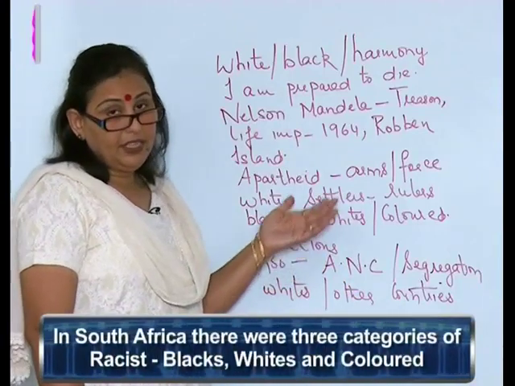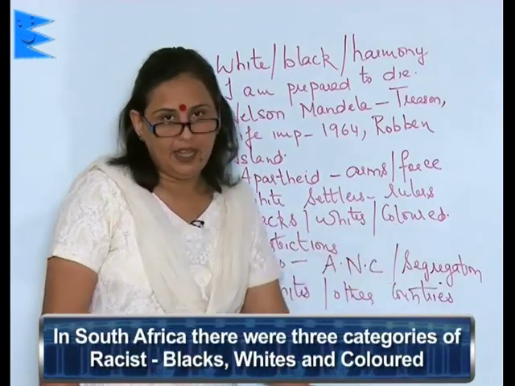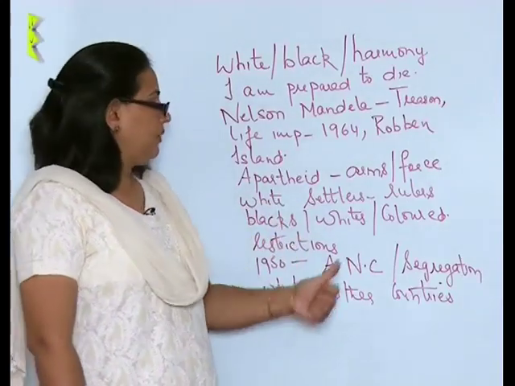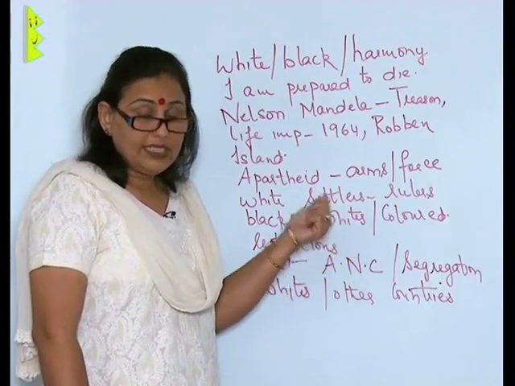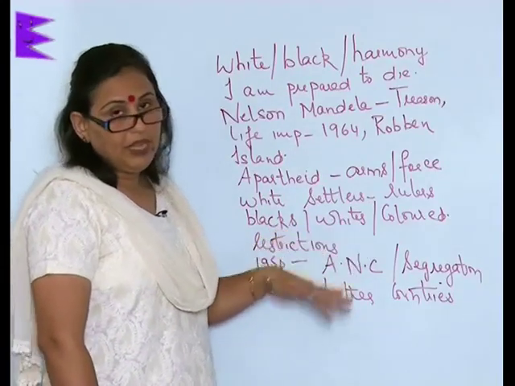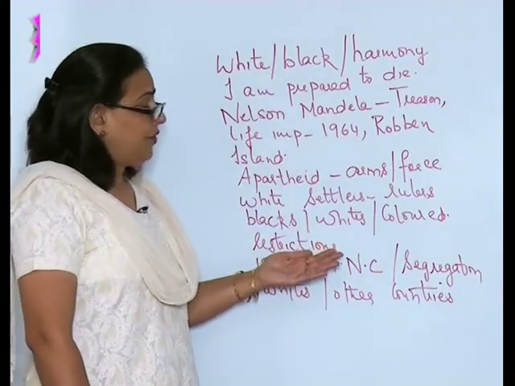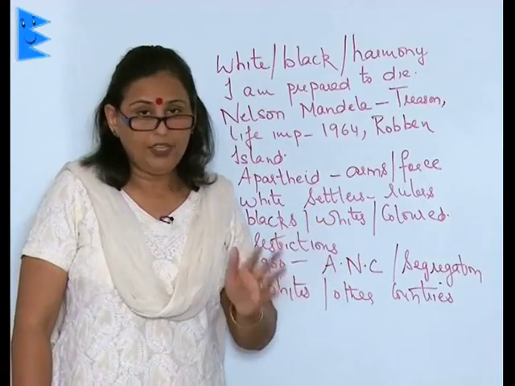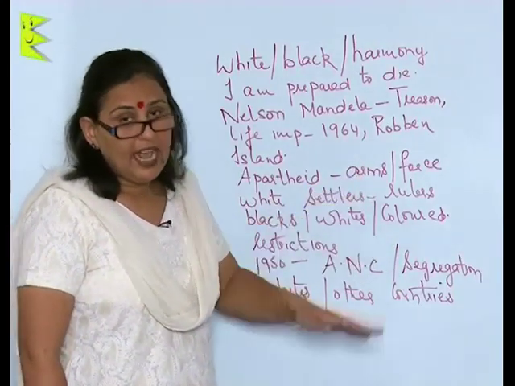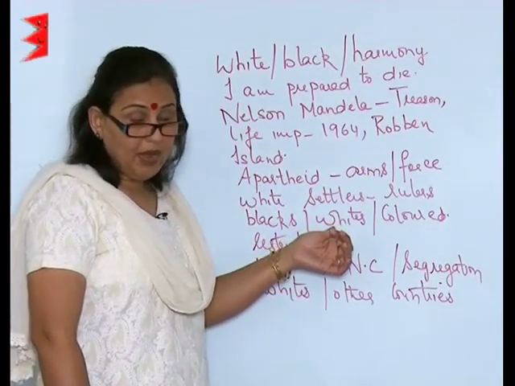In South Africa, there were three categories of races: the blacks, the whites, and the colored. The blacks were the original inhabitants of South Africa. The whites were those settlers who had come from outside to trade and then became the rulers. And the colored were those from Asia, like India. Now, restrictions were there on all the non-whites, and nobody had the right to stand equal to the whites who became the masters, the rulers.